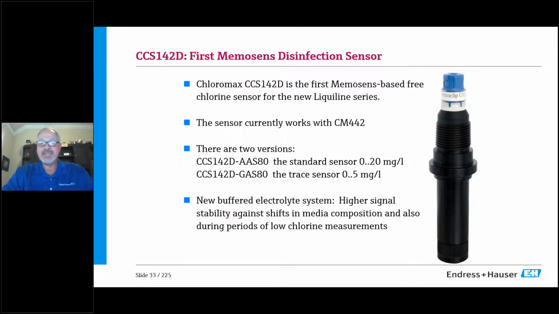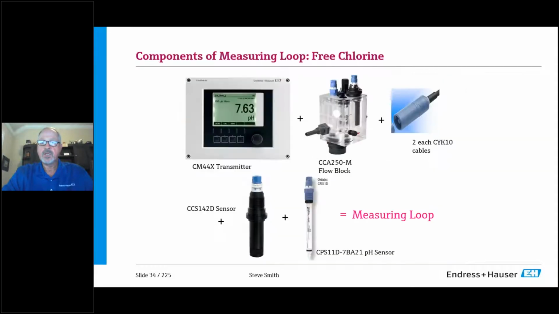Then we also have a standard basic disinfection sensor, which is just a buffered electrolyte system. The upside to this is that we offer it in a solution that comes in a package. It comes with our transmitter. It comes with this flow block, the CCA250 flow block, that also will house a pH/ORP combination probe and a conductivity sensor, so that you can now make 4 measurement points from one little flow box. You can get the chlorine, the pH, the ORP, and the conductivity, all from the CCA250M flow block.